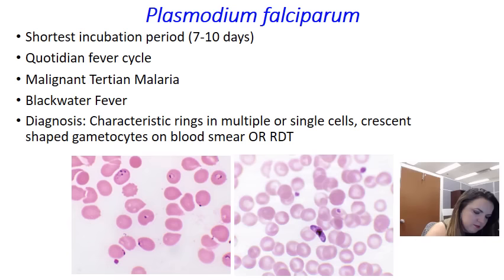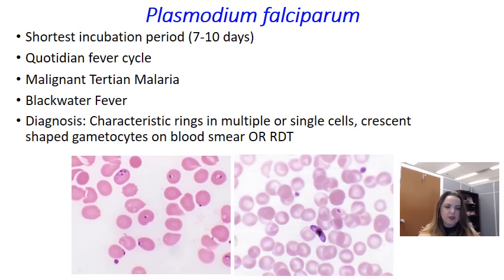All right, so that's the life cycle. All of the Plasmodia, for the most part, follow the same life cycle, with the exception of P. vivax and ovale, which have that ability to go dormant with their hypnozoites, right? So now we're going to talk about each of the types of Plasmodia and the slight differences in their clinical presentation and their pathology identification that you might see.